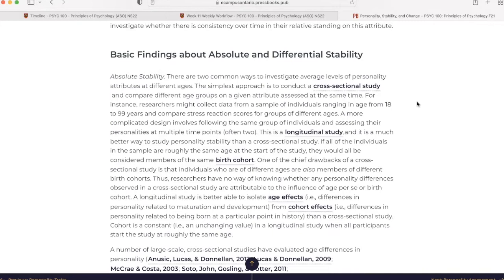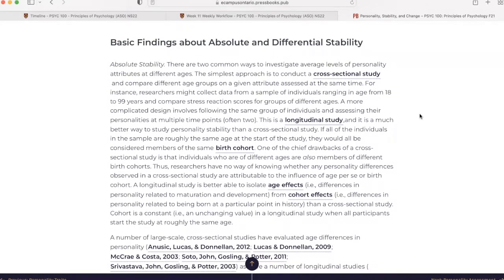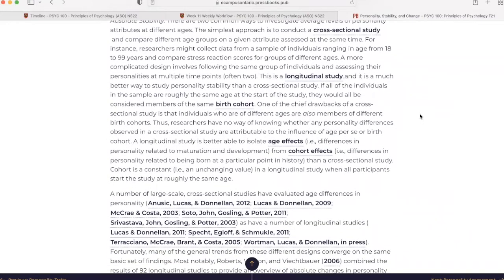A more complicated design involves following the same group of individuals and assessing their personalities at multiple time points, often two. This is a longitudinal study, and it is a much better way to study personality stability than a cross-sectional study. If all the individuals in the sample are roughly the same age at the start of the study, they would all be considered members of the same birth cohort. A cohort is a group. One of the chief drawbacks of a cross-sectional study is that individuals who are of different ages are also members of different birth cohorts.